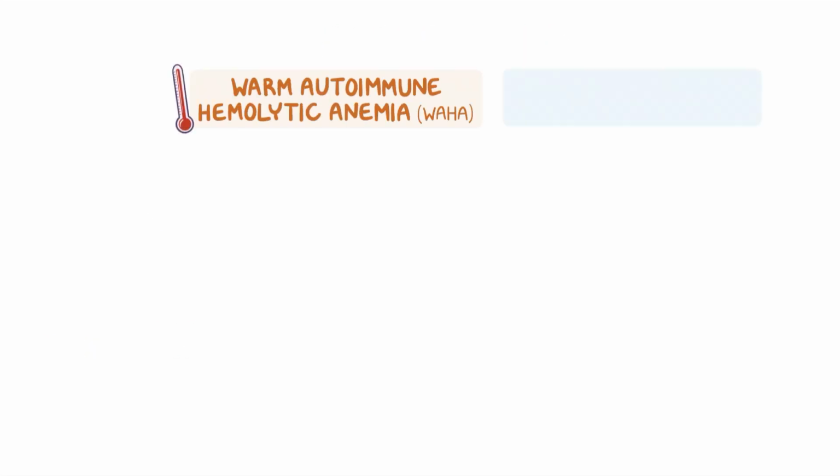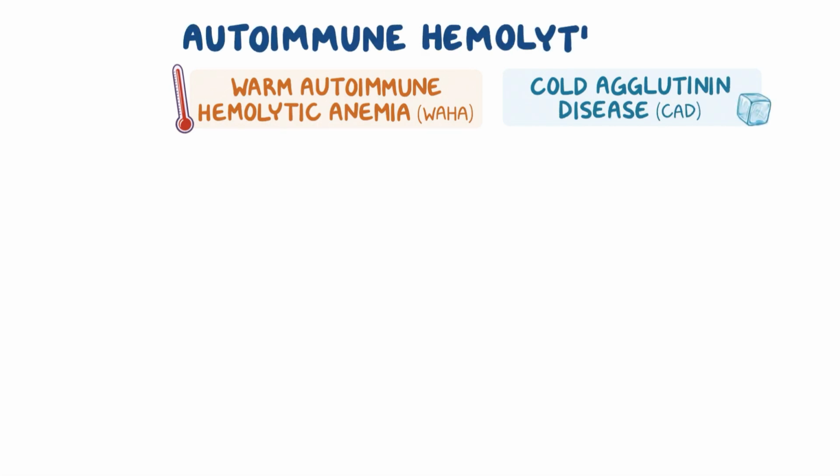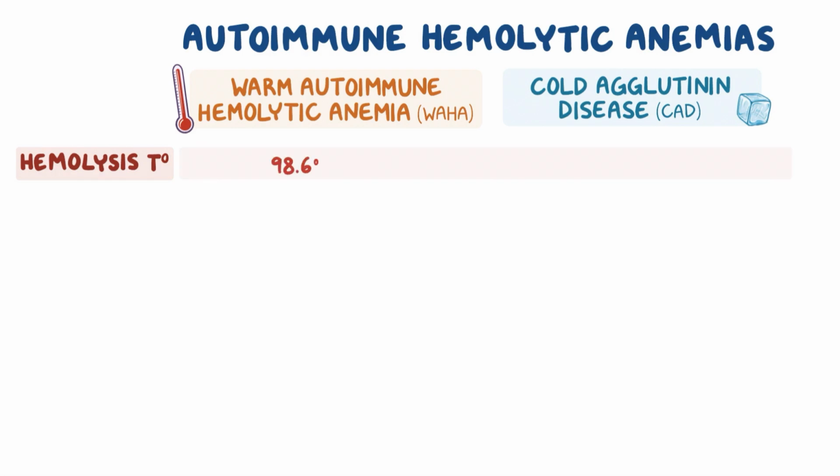As a quick recap, warm autoimmune hemolytic anemia, or wAIHA, and cold agglutinin disease, or CAD, are autoimmune hemolytic anemias characterized by the production of autoantibodies that cause early destruction of healthy red blood cells. Hemolysis occurs at body temperature in wAIHA and is promoted by cold temperatures in CAD.